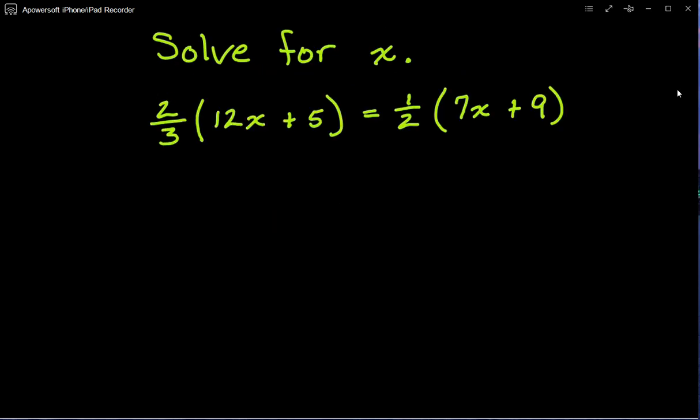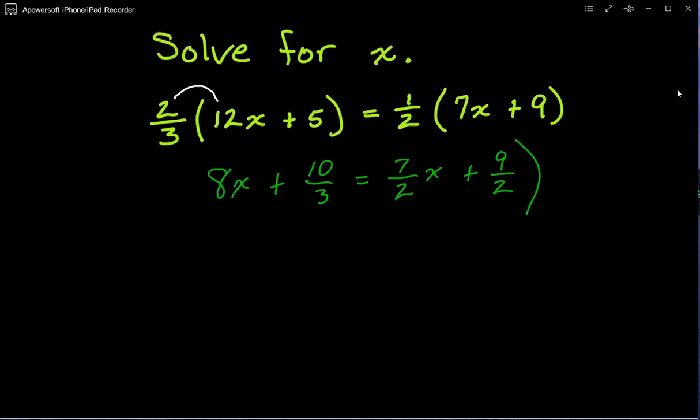All right, so we're going to distribute here. 2/3 times 12. Remember, the 3 and the 12 will reduce to a 4. 4 times 2 is 8. So this becomes 8x. 2/3 times 5. This time the 3 does not reduce with the 5, so we just have to go ahead and multiply it. 2 times 5, which will give us 10/3. All right, 1/2 times 7 is 7/2, and 1/2 times 9 is 9/2.